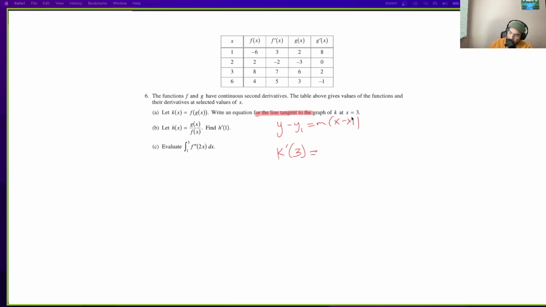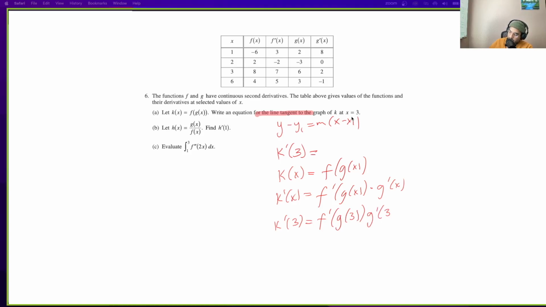So if we want to find our derivative, don't forget k of x is equal to f of g of x. So when we take the derivative, we need to apply the chain rule. This is the simple definition of a chain rule problem: f prime of g of x times the derivative of the function that we have inside, which is g prime of x. And now we can plug in the values for 3 in for the x. Let me just write everything down.